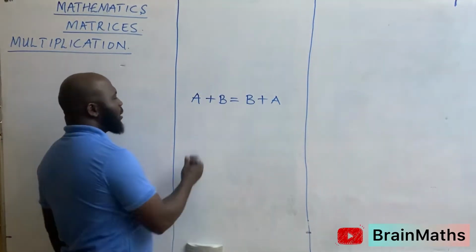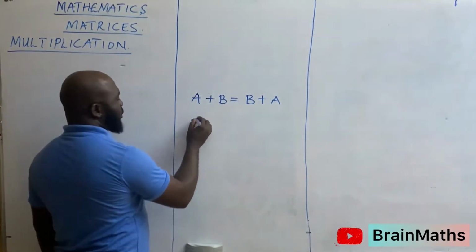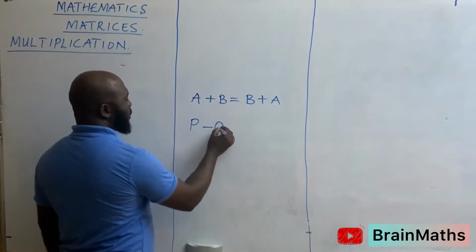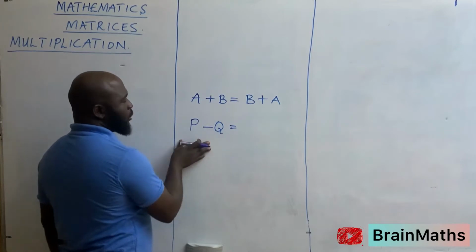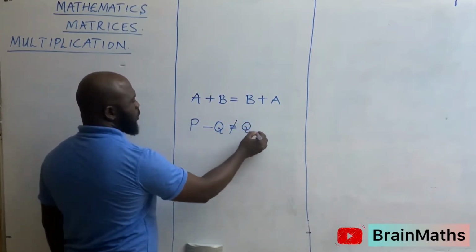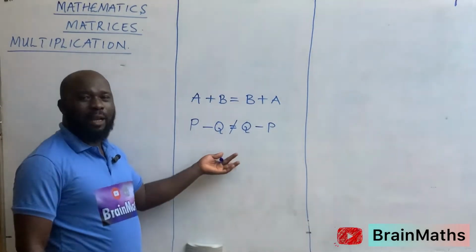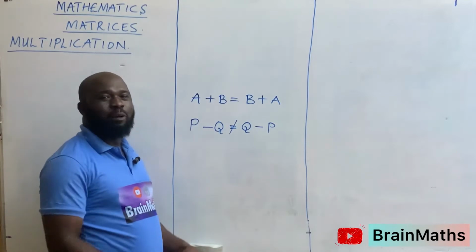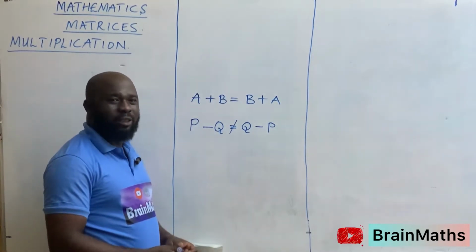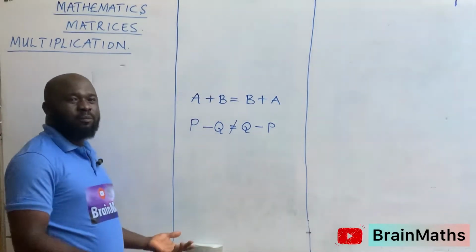But on the other hand, when you're talking about subtraction, if you are given matrix P minus matrix Q, the answer you are going to get is not going to be the same as matrix Q minus matrix P. Although the answer may look alike, the signs in front of them are never going to be the same thing. So let us try to look at how multiplication works.